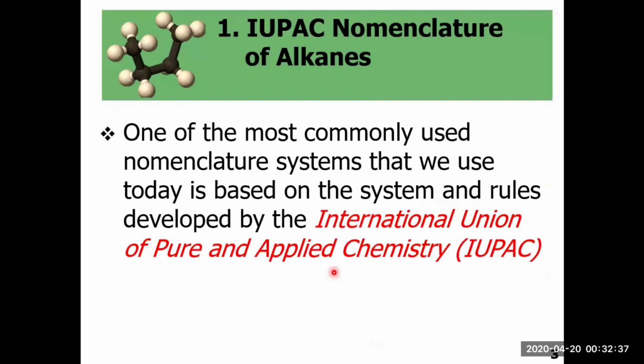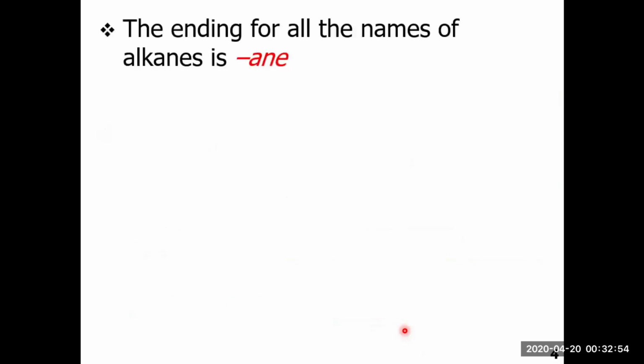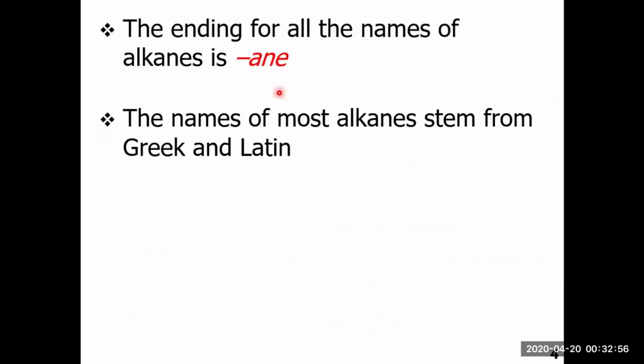Okay, so basically we start off with giving names for alkanes, and when we give names for organic compounds, we actually follow the rules set by the International Union of Pure and Applied Chemistry, IUPAC. So basically, the fundamental principle of this one is that each organic molecule should have a unique name.